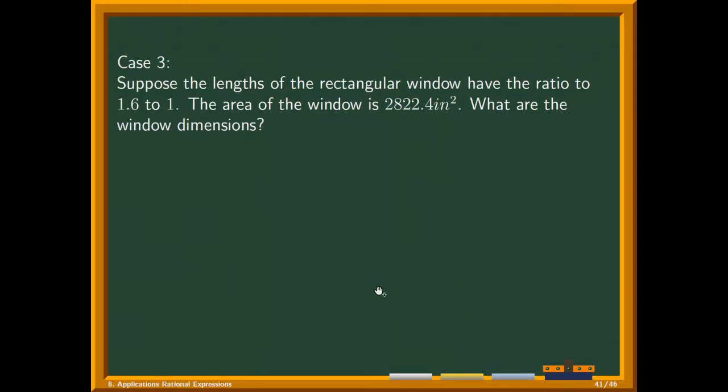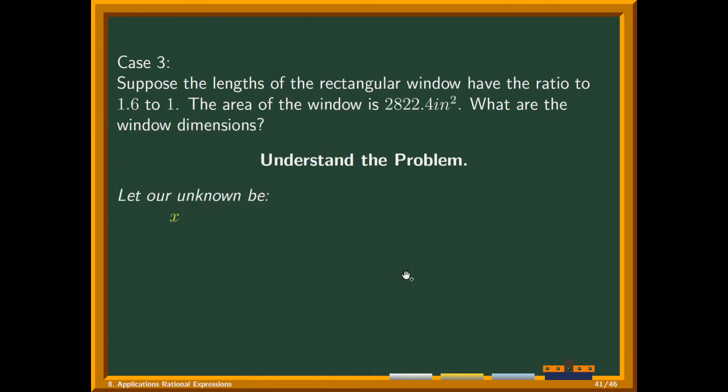Now for case number 3, it says, suppose the length of the rectangular window has the ratio of 1.6 to 1. The area of the window is 2,822.4 square inches. What are the dimensions? So first is to understand the problem, and the task is to find only the dimensions.